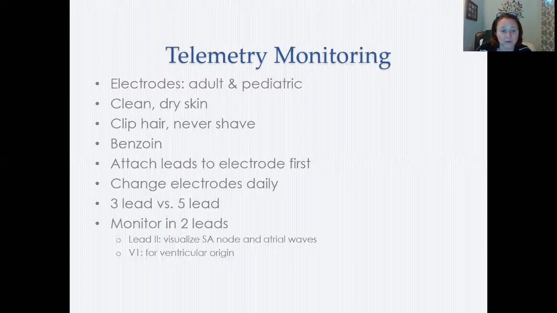But when you're monitoring, you do want to see in at least 2 leads. Typically, we monitor lead 2 because it has a good camera angle of the SA node and the atrial waves, and then also V1. So when you are in clinical and you're looking at the telemetry monitor, you can see all the views, but we always want to monitor in 2. If you're on a continuous cardiac monitor, we'll monitor in 2, and typically that's going to be lead 2 and lead 5, V1, so that we can get the best angles to observe from.